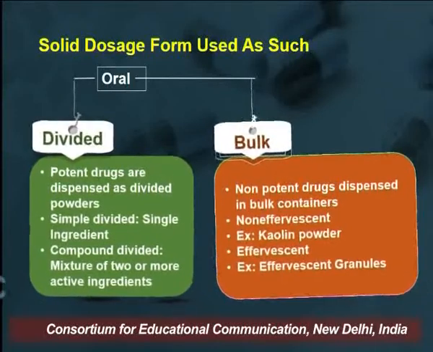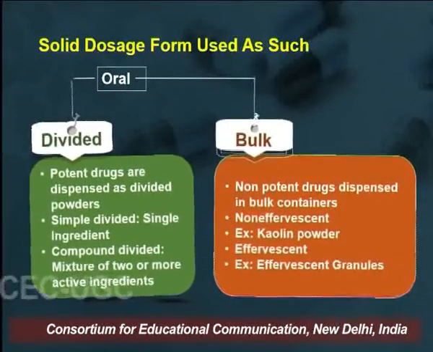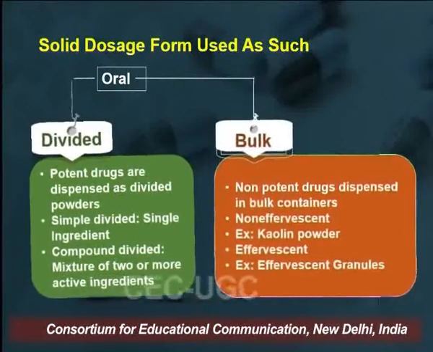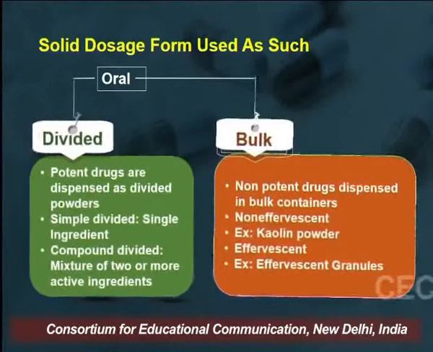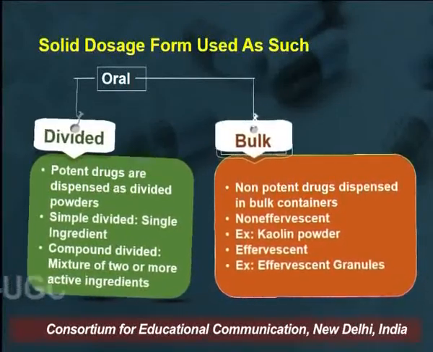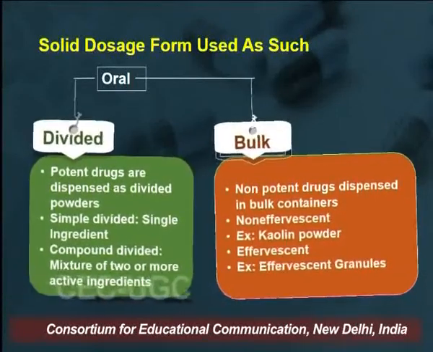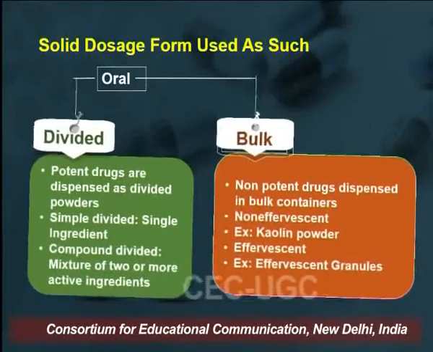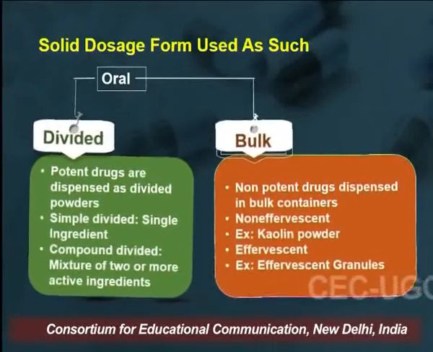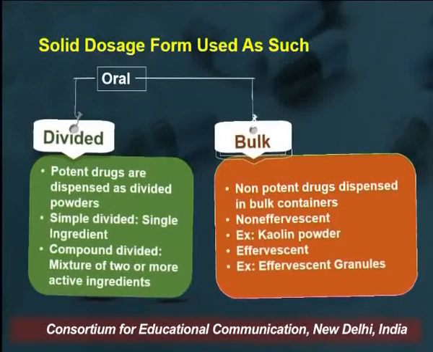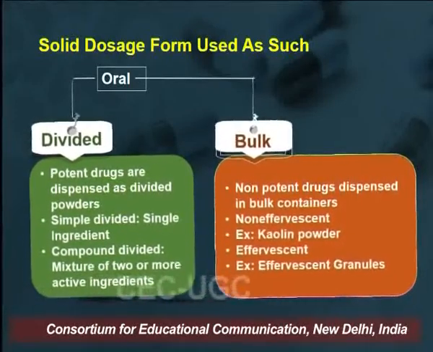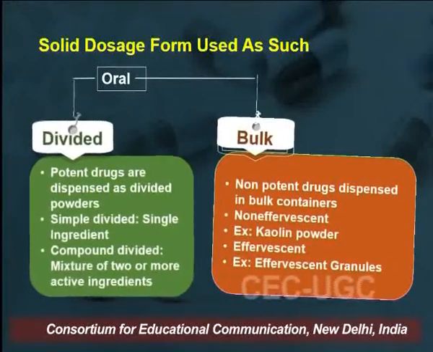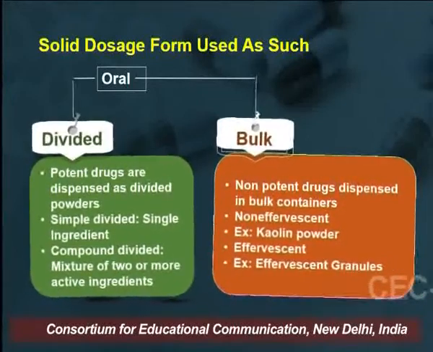Talking about solid dosage forms used as such for internal use or oral use, they can also fall under bulk categorization. When we talk about divided powders, they are potent drugs and are generally dispensed as divided powders. Divided powders can be administered as simple divided or compound divided powders. Simple powders generally have a single ingredient and compound divided powders have more than one ingredient.